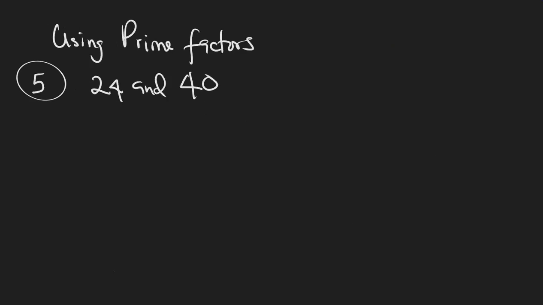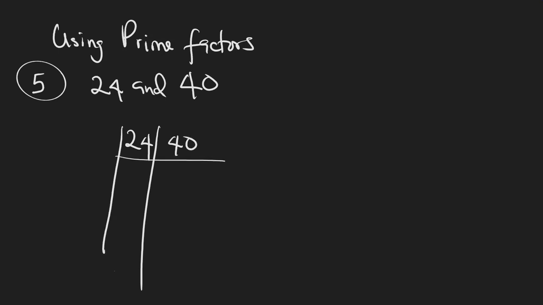All right, this is the final question we have in this lesson. Find the least common multiple of 24 and 40 using prime factors. So as usual, 24, draw a line, 40, and draw a line. Of course, 2 can go. So write 2. 24 divided by 2 is 12. 40 divided by 2 is 20. 2 can still go. 12 divided by 2 is 6. 20 divided by 2 is 10. 2 can go because 6 divided by 2 is 3 and 10 divided by 2 is 5.